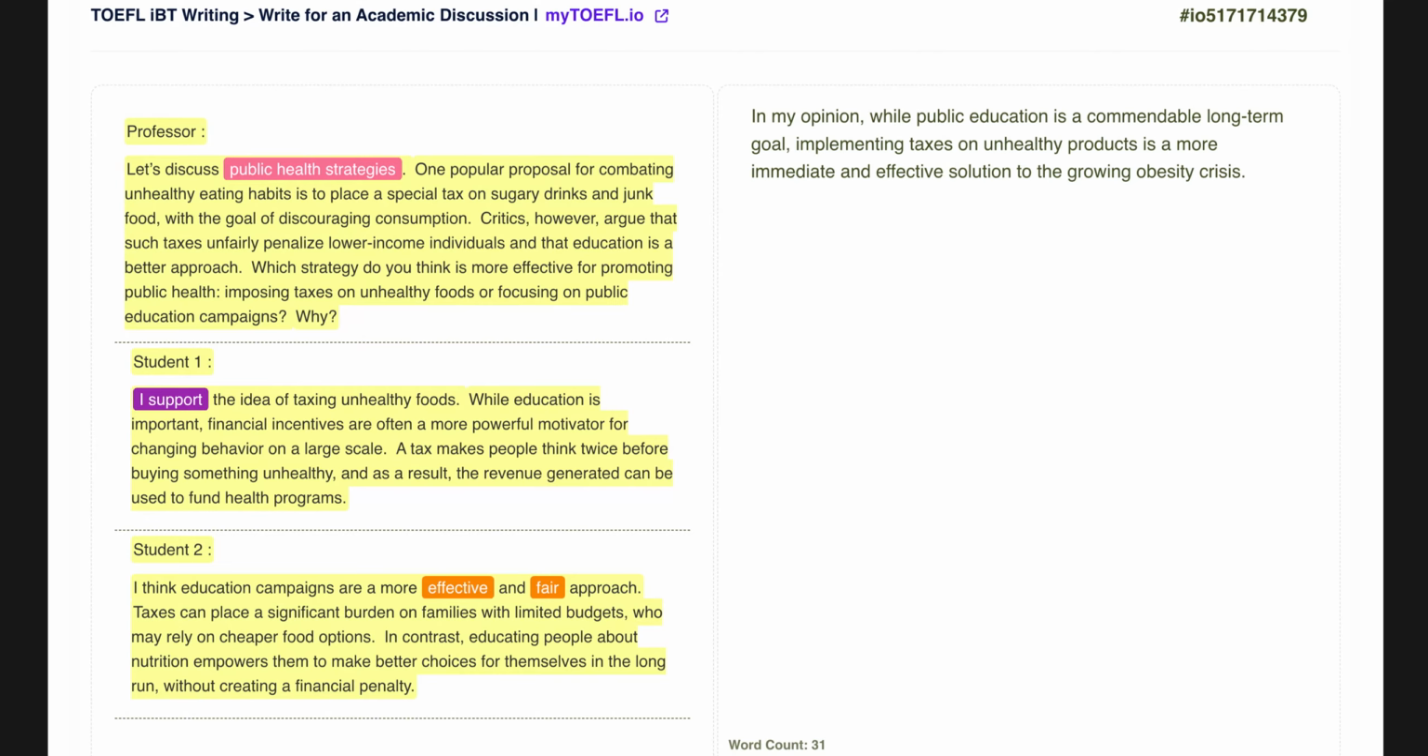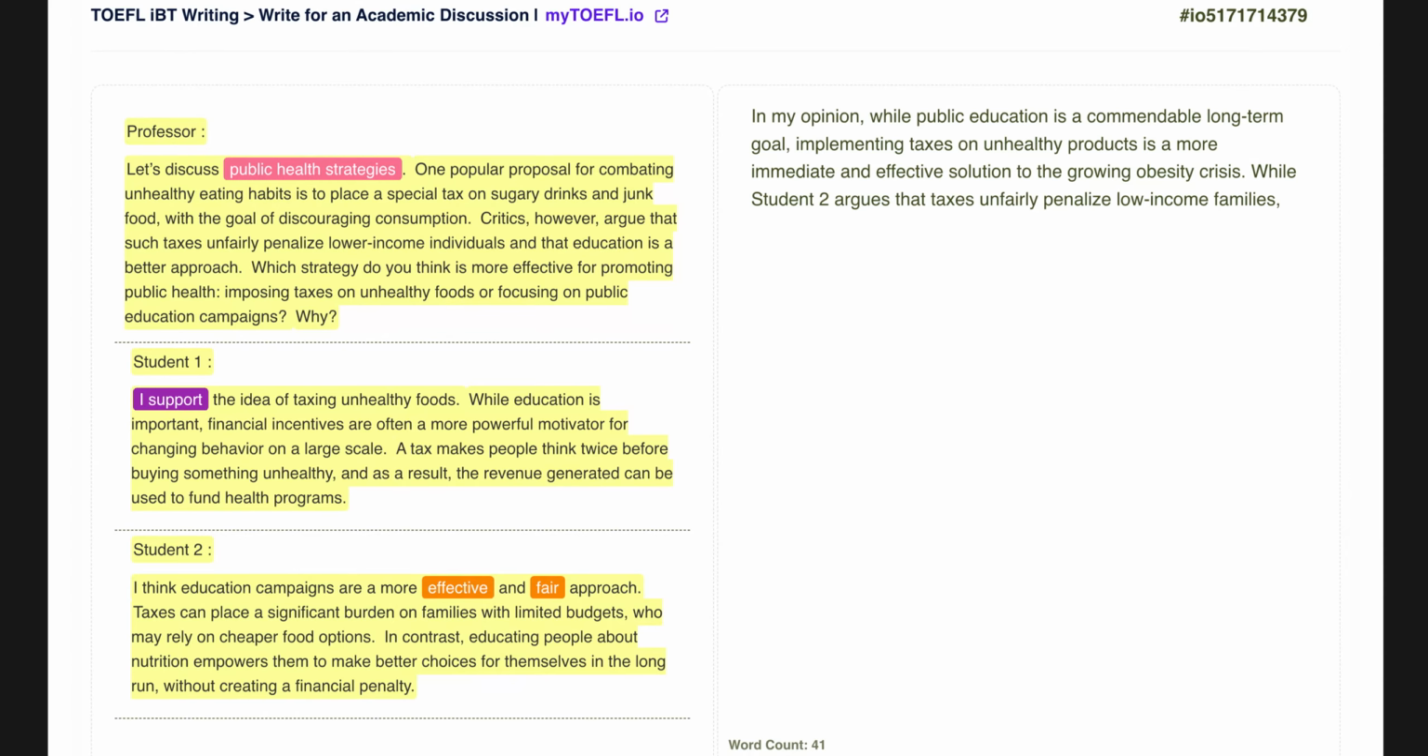While student 2 argues that taxes unfairly penalize low-income families, I believe the long-term healthcare costs associated with diet-related illnesses present a far greater financial burden on these vulnerable populations. To interact with our classmates, we start with, "while student 2 argues that taxes unfairly penalize low-income families," which directly addresses a counterpoint from the discussion.